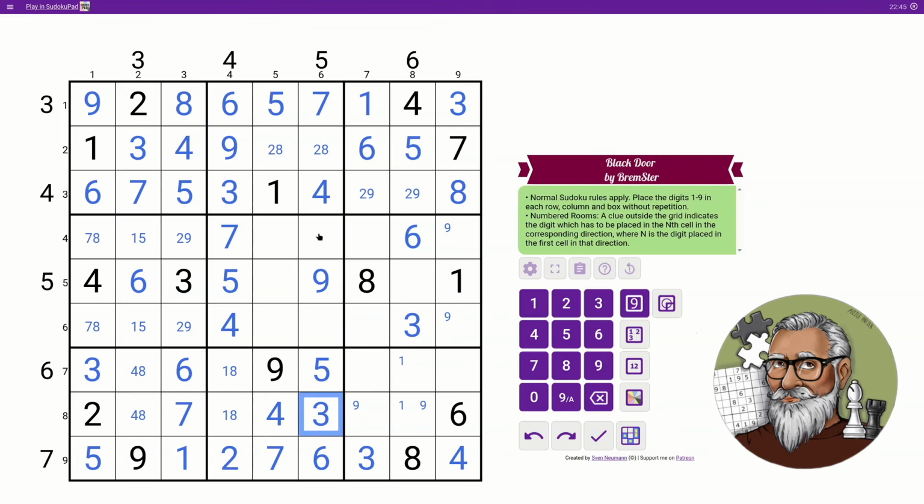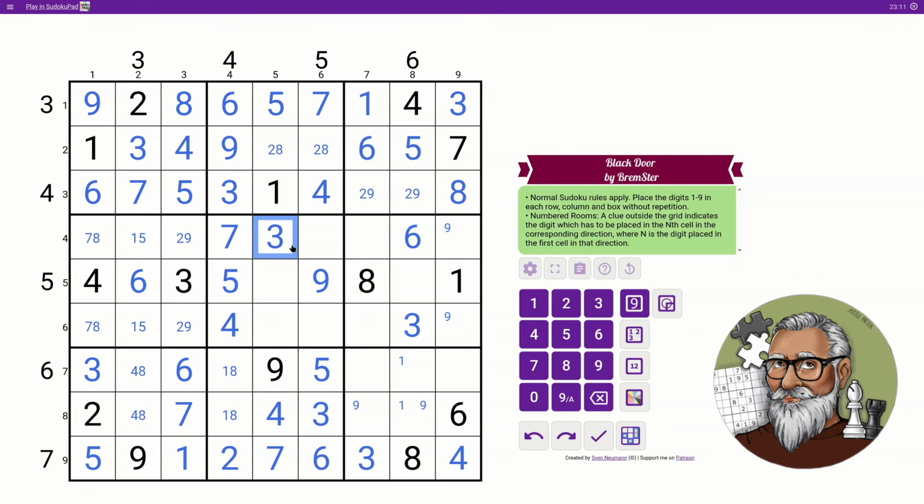Right. Now, surely we should be able to figure out where 3 is in box number 5, right? Since it's the last one without a 3. Well, it's not in rows 5 and 6, and it's not in column 6 either. So this one has to be a 3. The last 3.